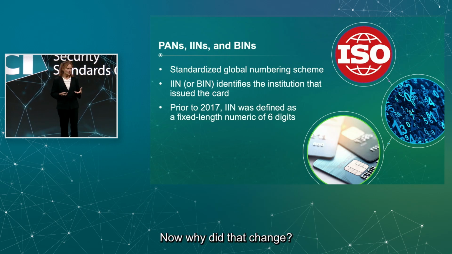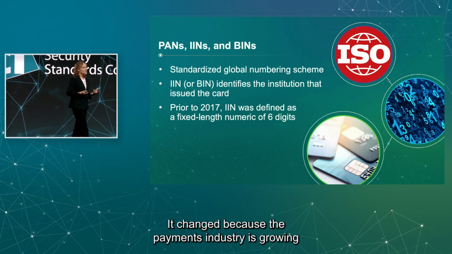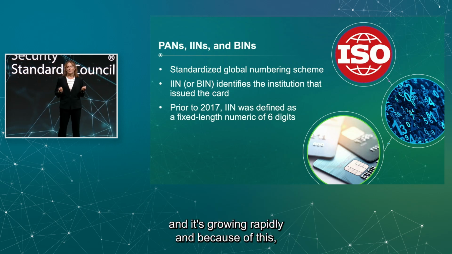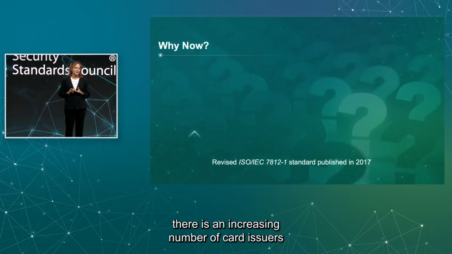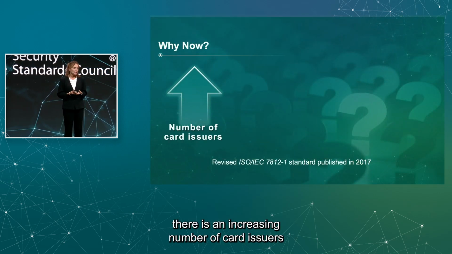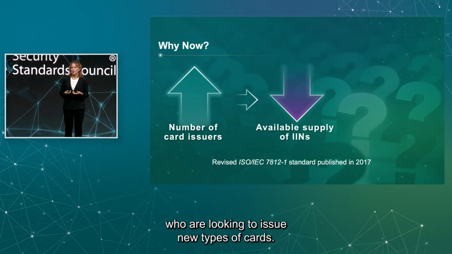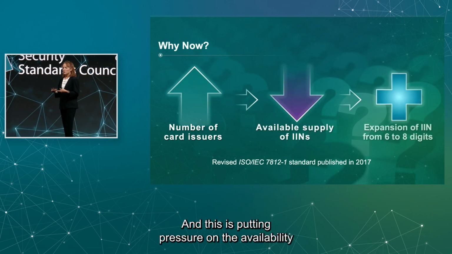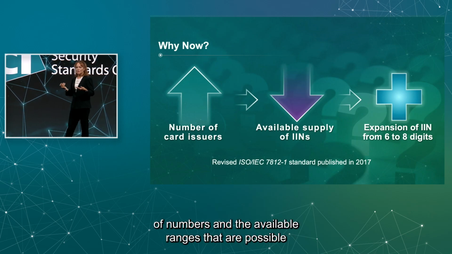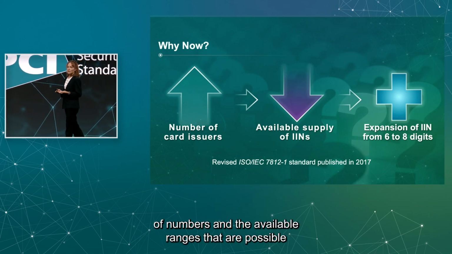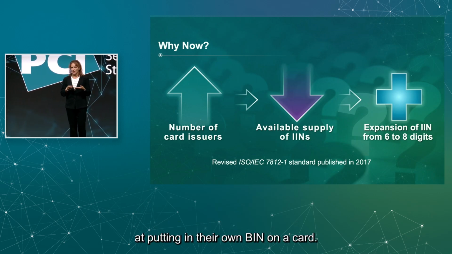Now, why did that change? It changed because the payments industry is growing, and it's growing rapidly. And because of this, there is an increasing number of card issuers who are looking to issue new types of cards. And this is putting pressure on the availability of numbers and the available ranges that are possible for them to use when they're looking at putting in their own BIN on a card.